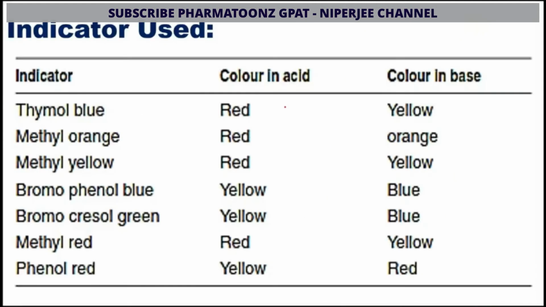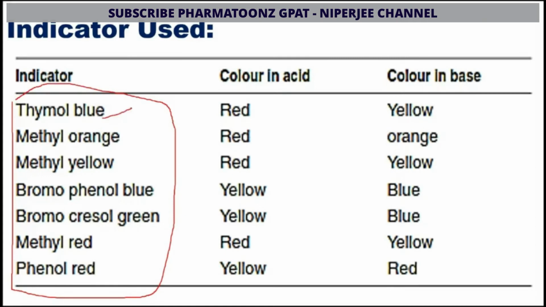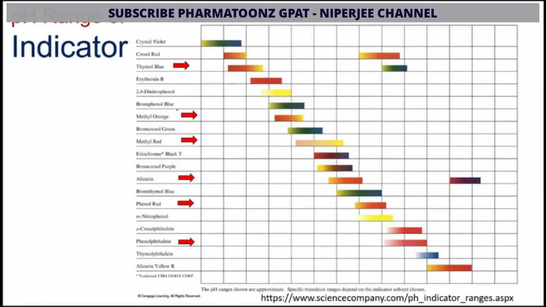Now, these are all the various indicators used in acid-base titration: thymol blue, methyl orange, methyl yellow, bromophenol blue, bromocresol green, methyl red, and phenol red. You only have to remember the names of the indicators. There is no need to remember all their color changes. For color change, what we discussed previously, methyl red and phenolphthalein, is sufficient.